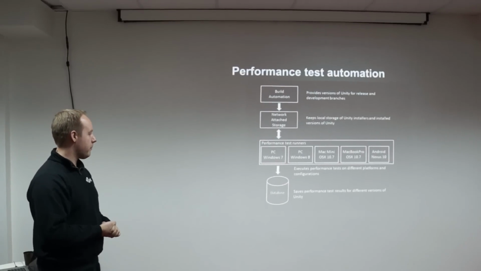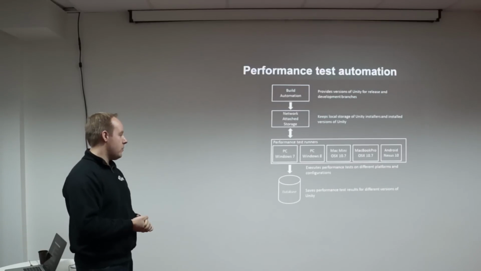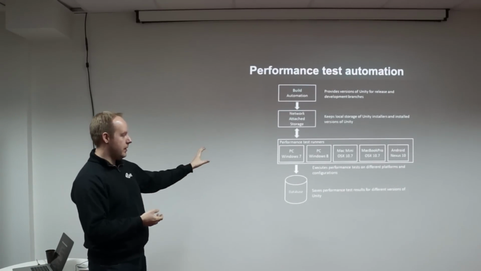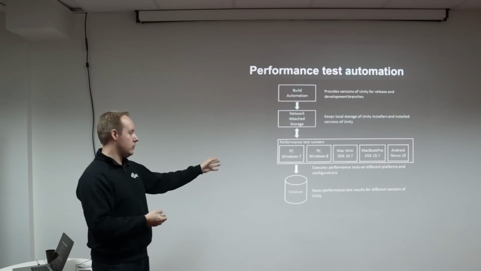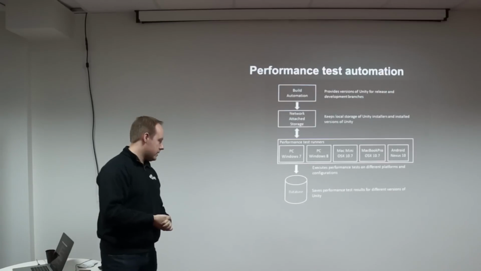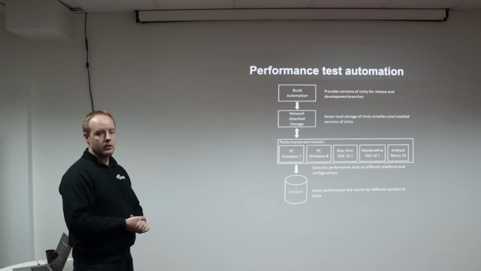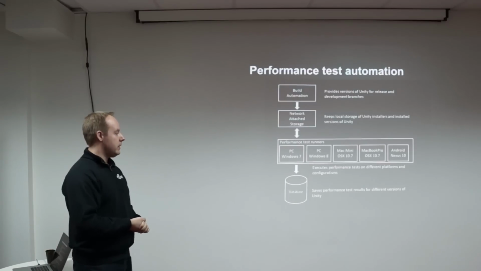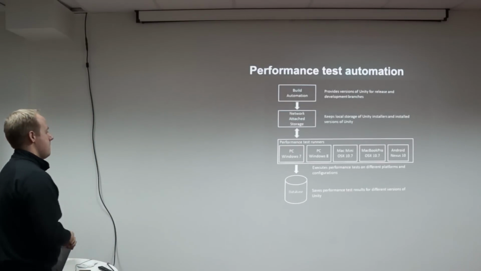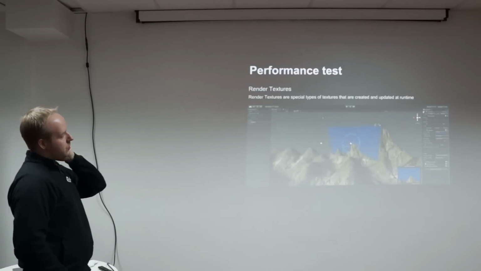So what we get out of these performance test runners is the performance data I just showed you, and we also get all the information related to where it was run and on what version it was run, and that data then ends up in a database. And from the database we can make different reports, and then we can look for performance regressions.